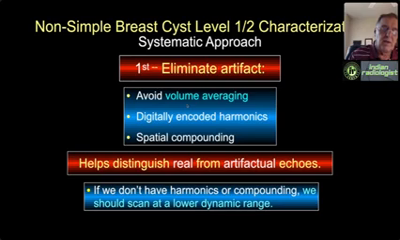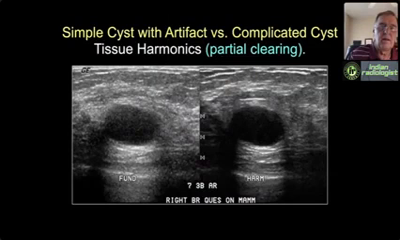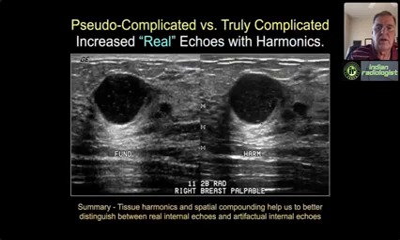If we don't use harmonics or compounding, we probably have to scan at a lower dynamic range. Normally, on current top-of-the-line machines, you can scan somewhere between 70 and 105 decibels dynamic range. But if you're not using harmonics and spatial compounding, you're probably going to be stuck around 50 decibels because you're going to have too many false positives otherwise. Now, on the left is a complicated cyst with a fat fluid level. And notice that on the right with harmonics, a lot of those artifactual echoes are cleared out.